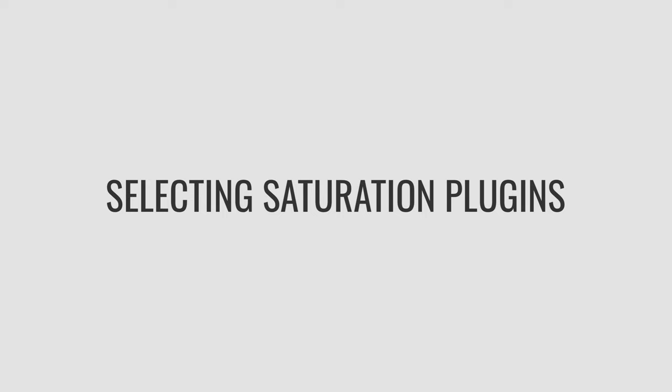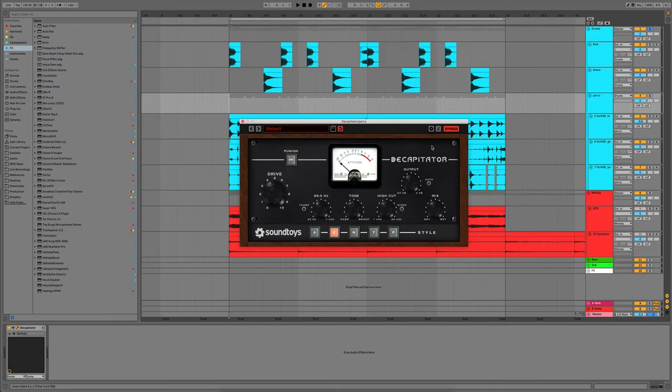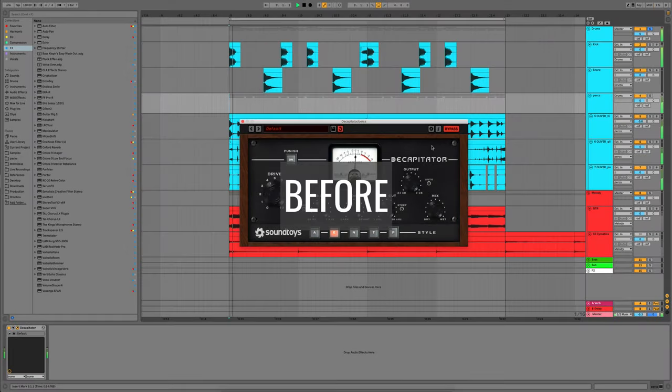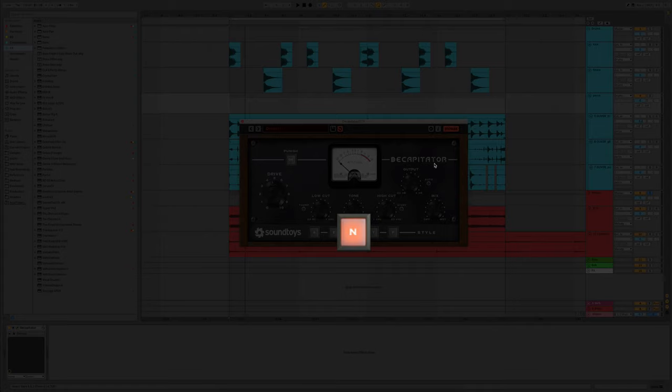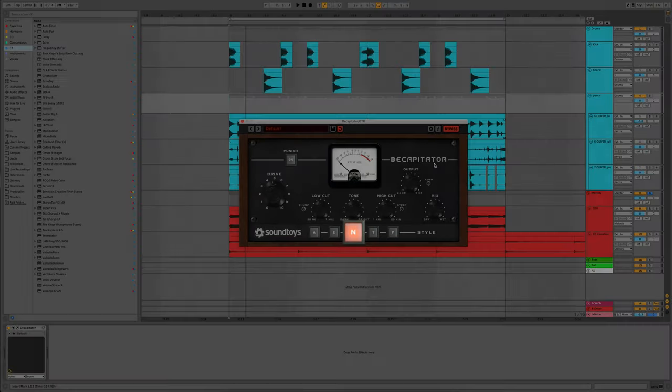Now, because you know that saturation adds harmonic frequencies, where I think it gets really interesting is selecting saturation plugins or flavors. This is why a plugin like the Decapitator, for example, emulates 5 different classic saturation modes that engineers have been using for decades. The E setting stands for EMI, and it's a bright, zesty saturation flavor known for use on pop records. The N stands for Neves, and it's a fuzzy, warm flavor that I think sounds best on guitars.